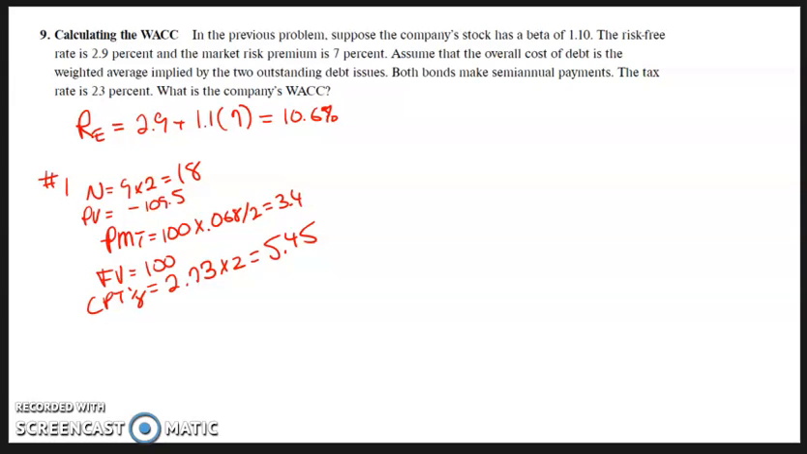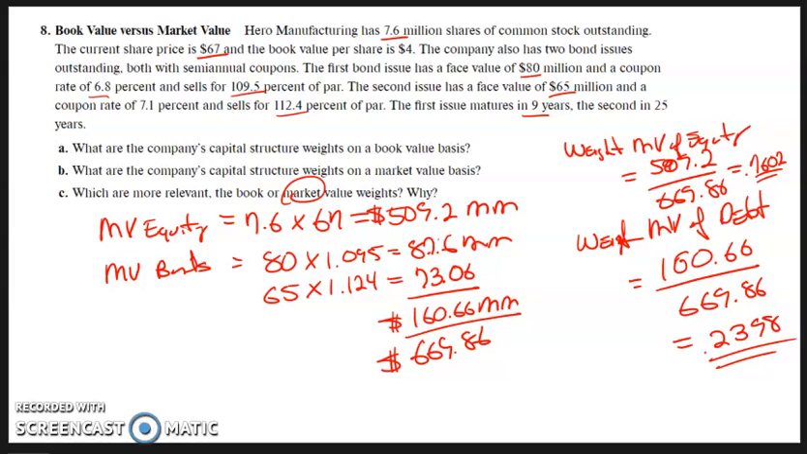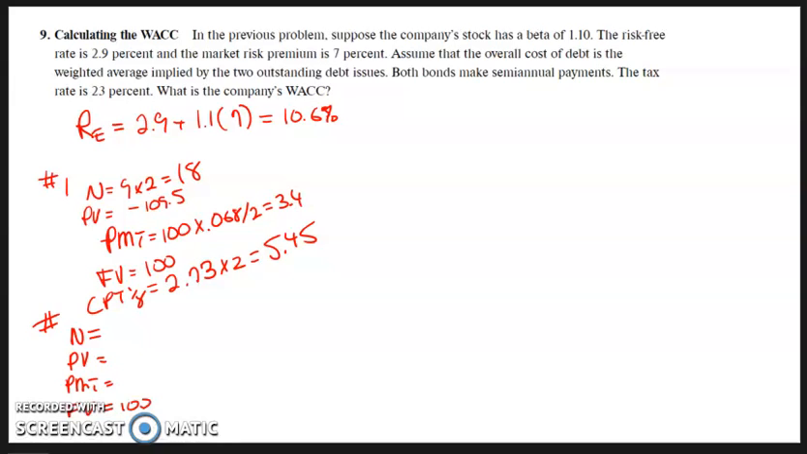So let's see if I can get number 2. In PV, payment, and future value, we know future value is going to be 100. Then go back to the previous problem. We've got 25 years, 7.1% coupon, and a price of 112.4. So 25 times 2 is 50.